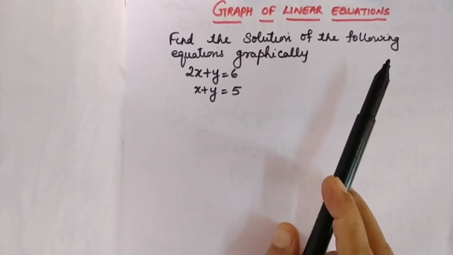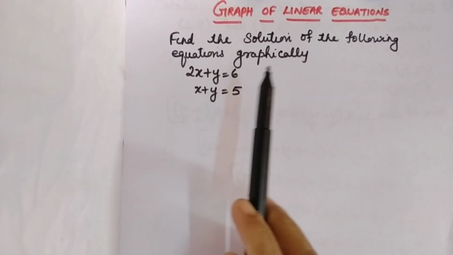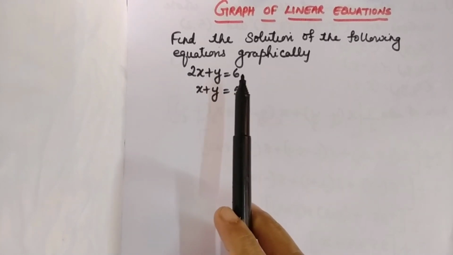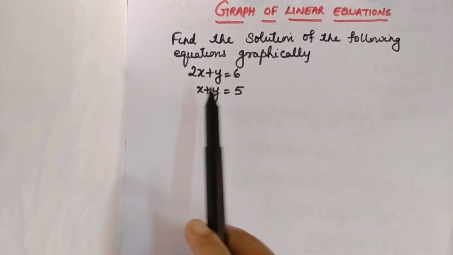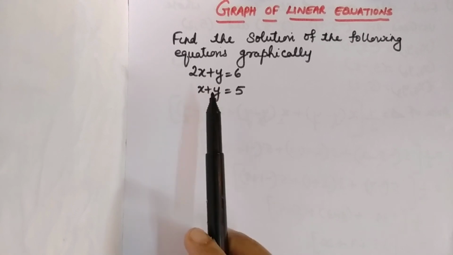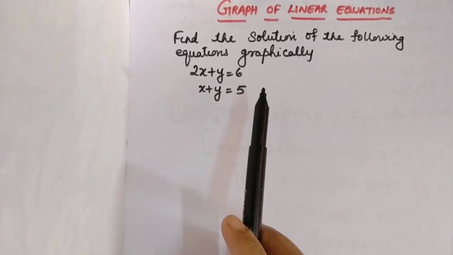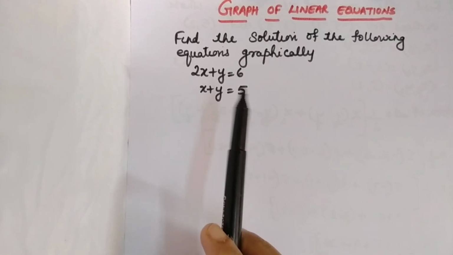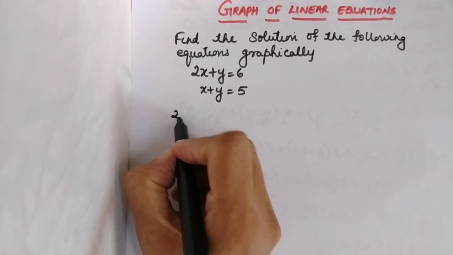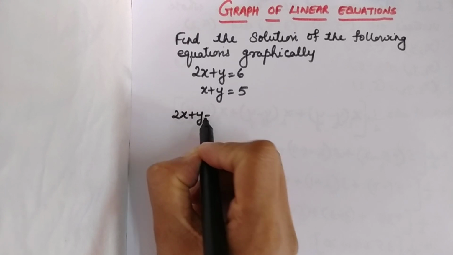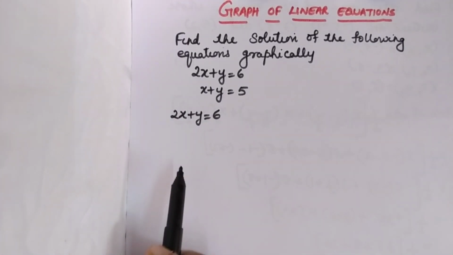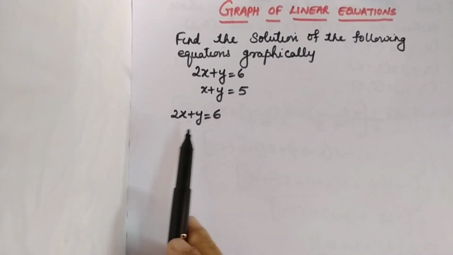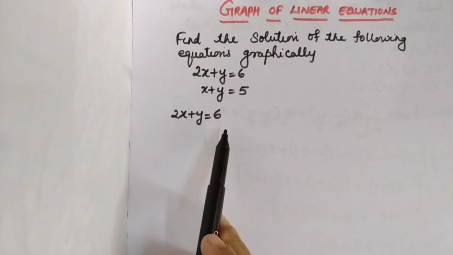Graph of linear equations. Find the solution of the following equations graphically. 2x plus y equal to 6, x plus y equal to 5. Now to solve these equations graphically, first you have to write the first equation, 2x plus y equal to 6, and you have to find different values of x and y which satisfies this equation.